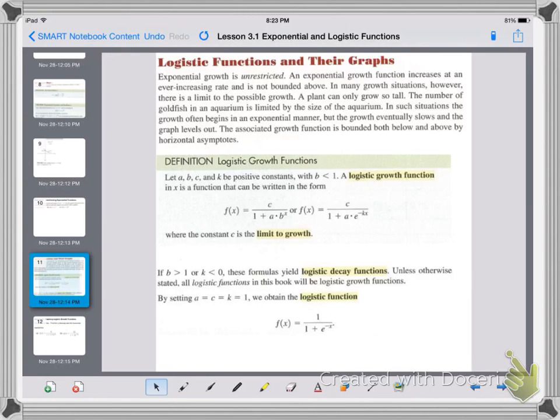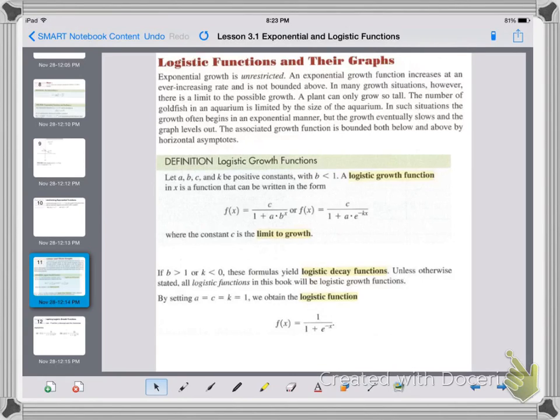In many growth situations, however, there is a limit to the possible growth. A plant can only grow so tall. The number of goldfish in an aquarium is limited by the size. And in such situations, the growth often begins in an exponential manner, but the growth eventually slows and the graph levels out. The associated growth function is bounded both below and above by horizontal asymptotes.